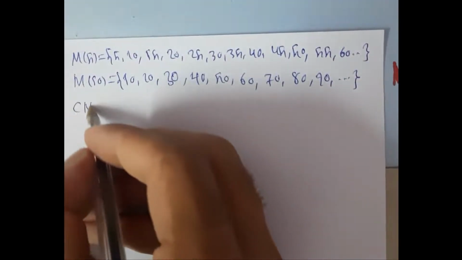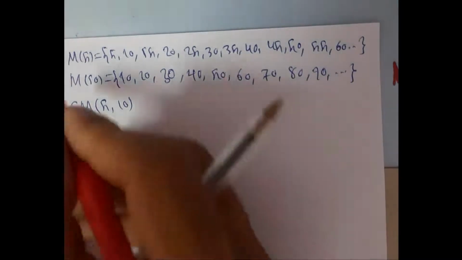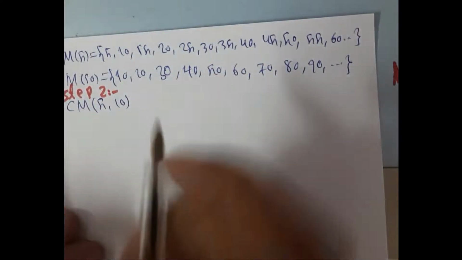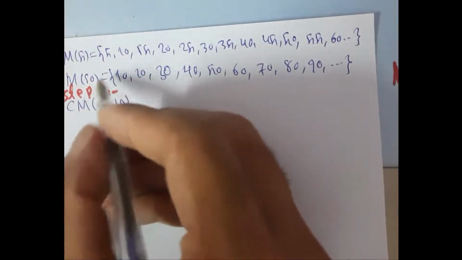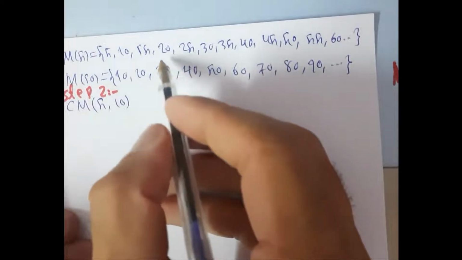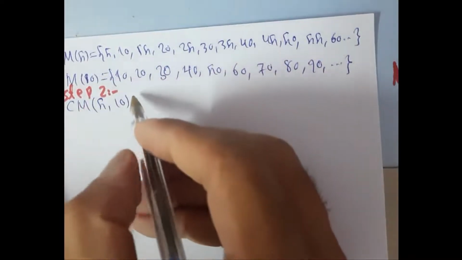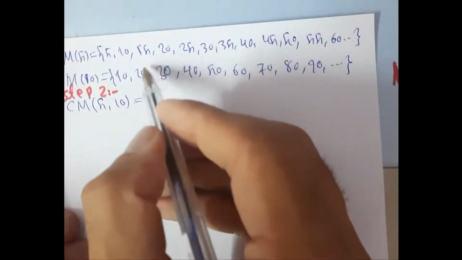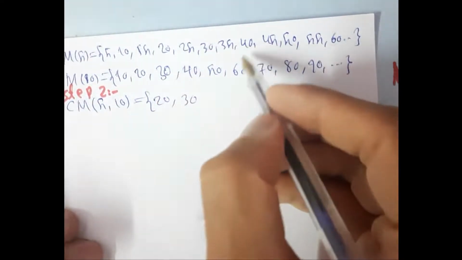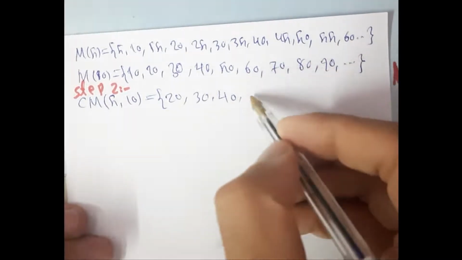Now, common multiple of 5 and 10, step 2. In step 2, we find common multiple of the given numbers, common multiple of 5 and 10. Those numbers which exist in both multiples, those numbers which are multiples of 5 and multiples of 10, those numbers are common multiples. So here 20 is a common multiple. 20, 30, 40. We have 40 in both brackets. 60 here, we have also 60 here, 60, and so on.